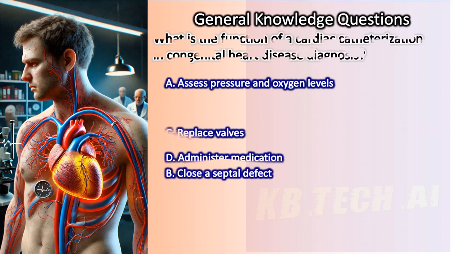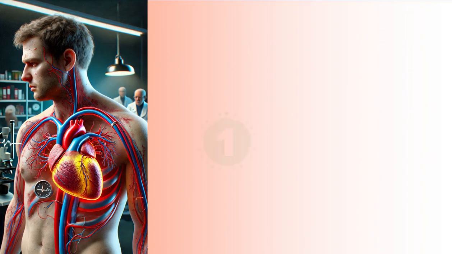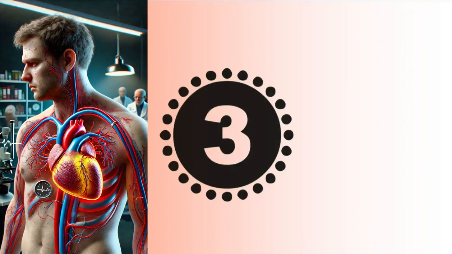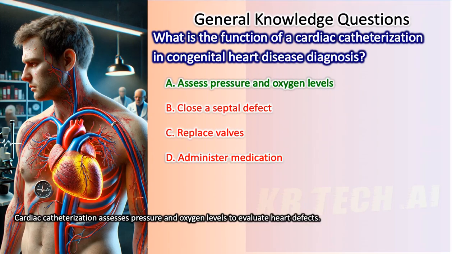Which is the function of a cardiac catheterization in congenital heart disease diagnosis? Option 1, assess pressure and oxygen levels. Option 2, close the septal defect. Option 3, replace valves. Option 4, administer medication. The answer is option 1, assess pressure and oxygen levels.